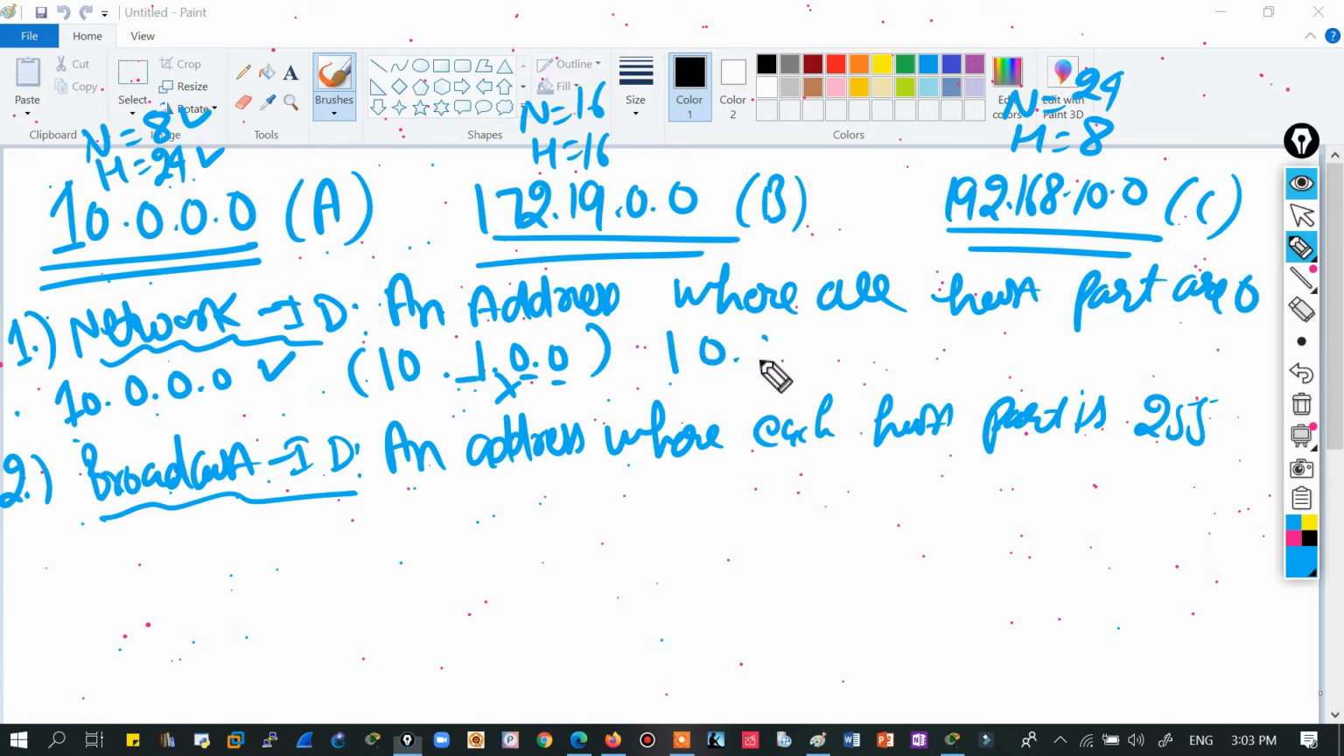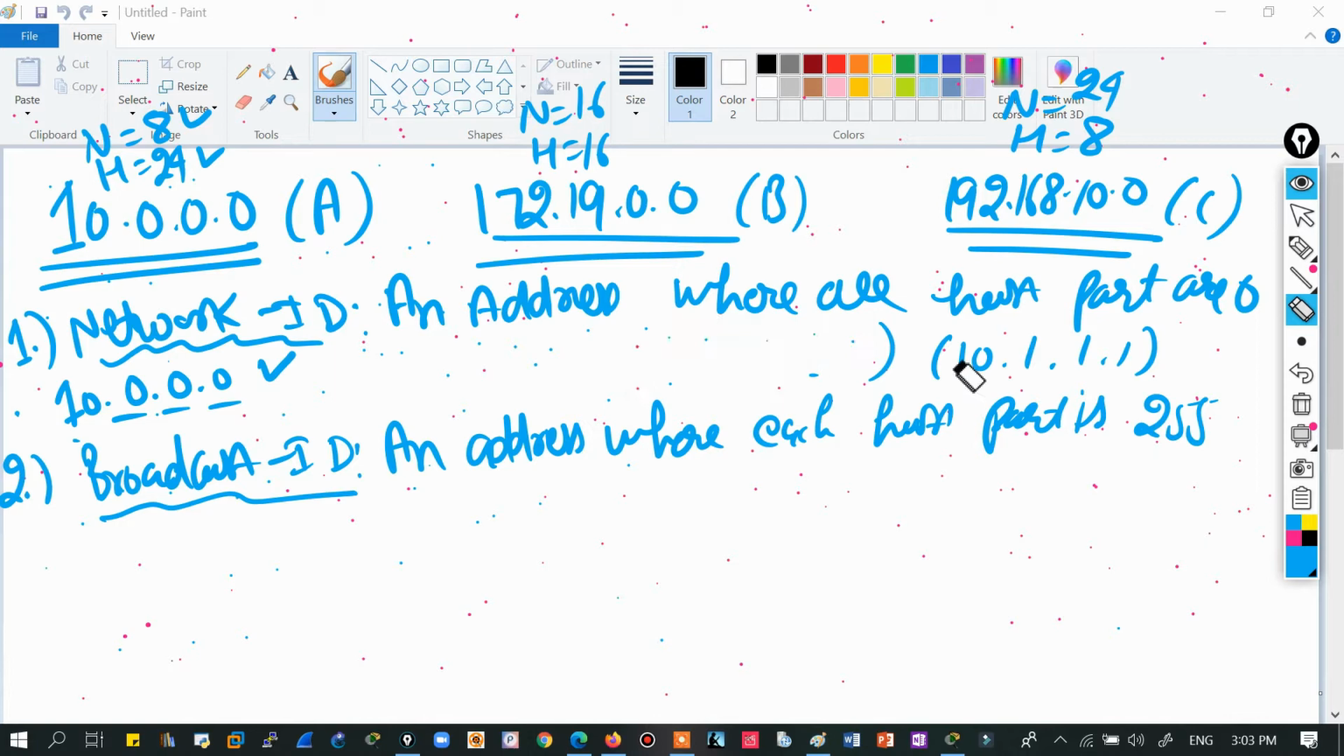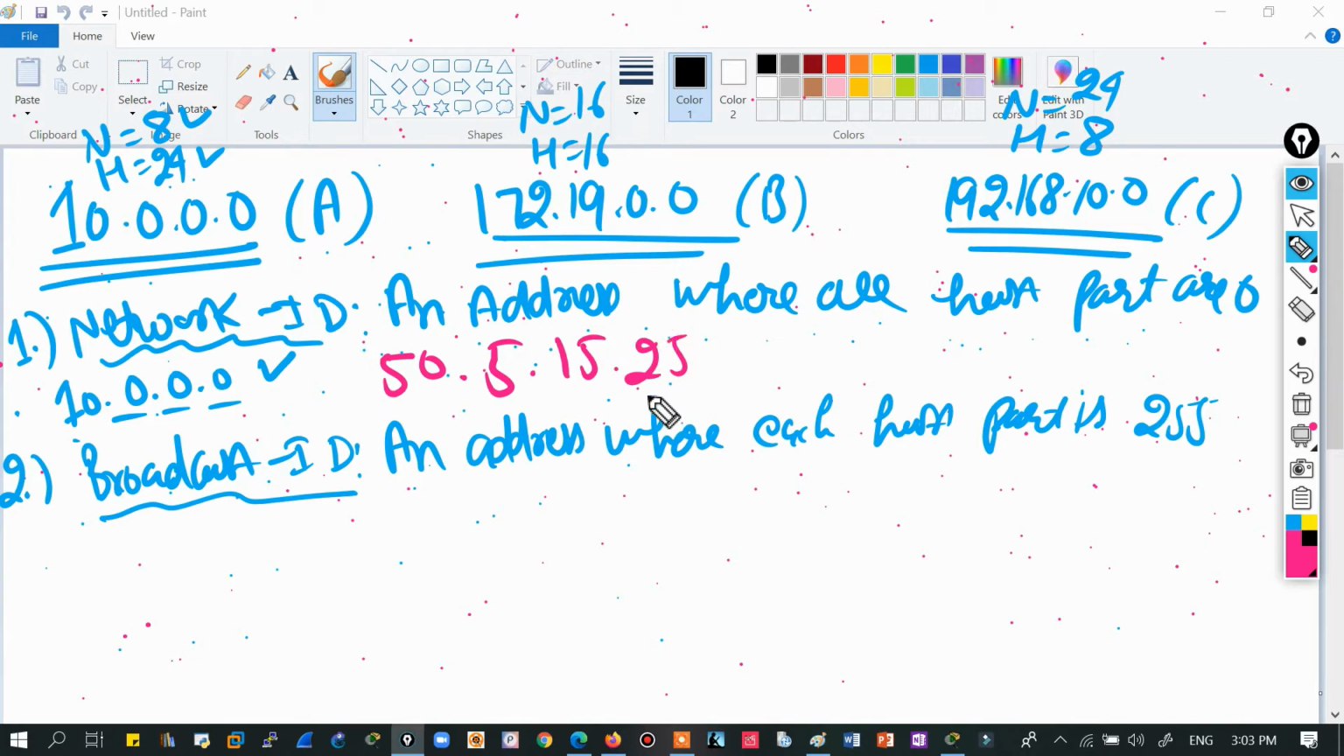Again 10.0.1.0, no, this is not a network address, because one of the host parts is not 0. In the same way, any number where the host parts are not all zeros can never be a network ID. Let's take the example of some other number, let's say 50.5.15.25. So what is this? Network address or not? No, this host part is not 0, so this is not a network ID. And how do we convert this into a network ID?